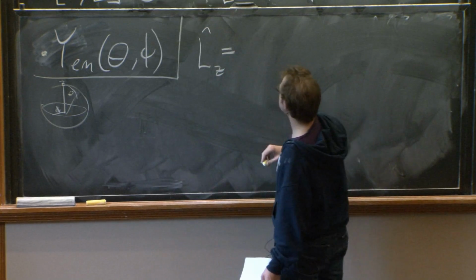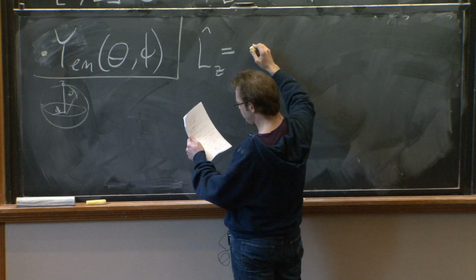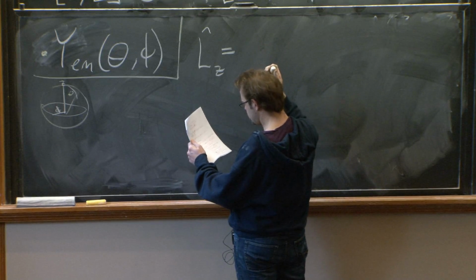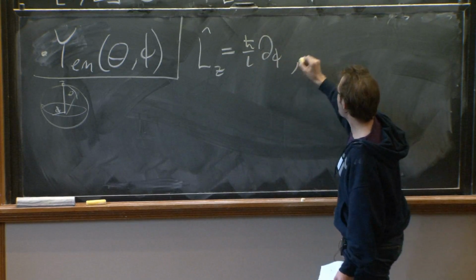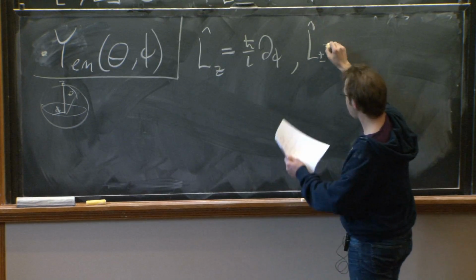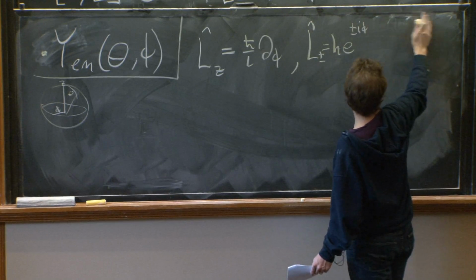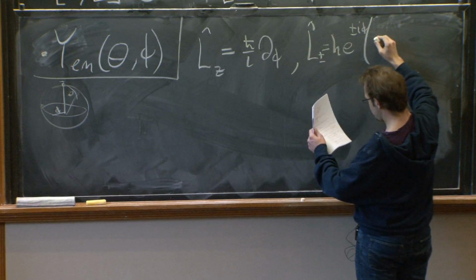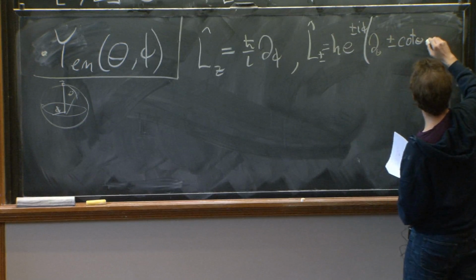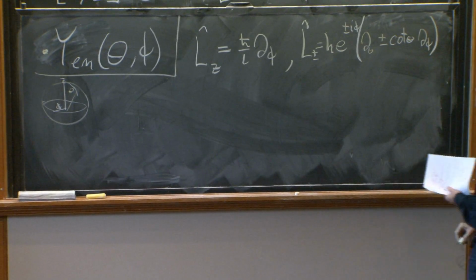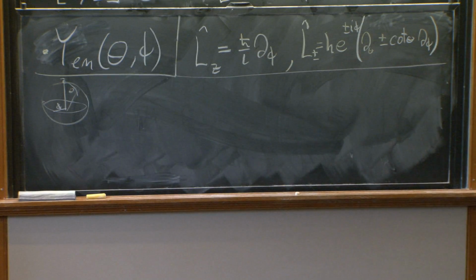In spherical coordinates, we observed that this angular momentum, just following the definition from r cross p, takes a particularly simple form: L_z equals h bar upon i d/d phi. And instead of writing L squared, I'm going to write L plus-minus because it's shorter, and also because it's going to turn out to be more useful. So this takes the form h bar e to the plus-minus i phi, times d/d theta plus or minus cotangent of theta d/d phi. So these are the expressions for L_z and L plus-minus in these spherical coordinates.